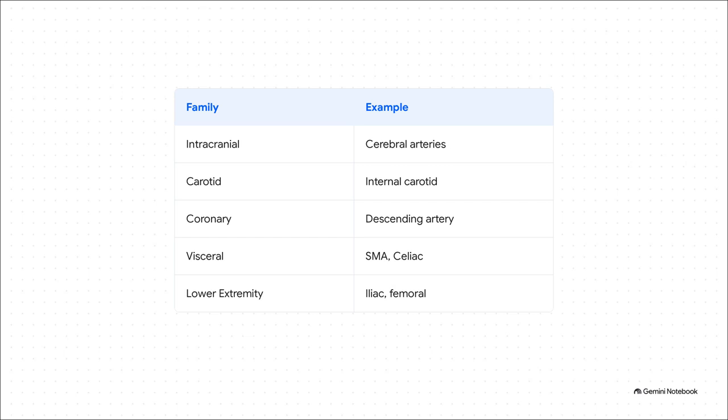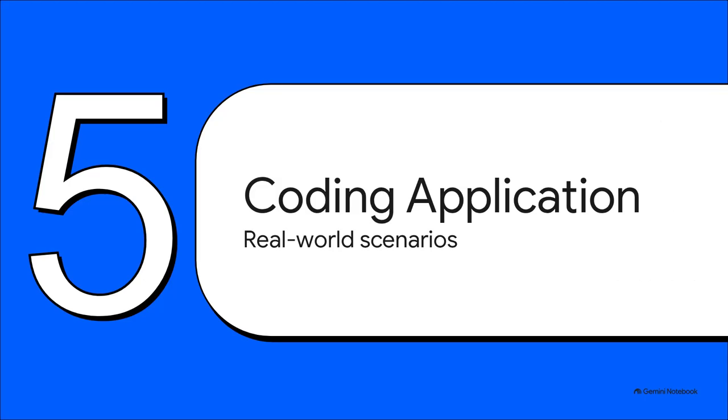Here are 5 major arterial families you'll see all the time in operative reports. First, intracranial arteries supplying the brain. Second, carotid arteries feeding the face and head. Third, coronary arteries supplying the heart muscle. Fourth, visceral arteries branching off the aorta to supply internal organs like the liver. And finally, the lower extremity arteries carrying blood down the legs, including the iliac, femoral, and tibial arteries. Section 5. Clinical Coding Application.